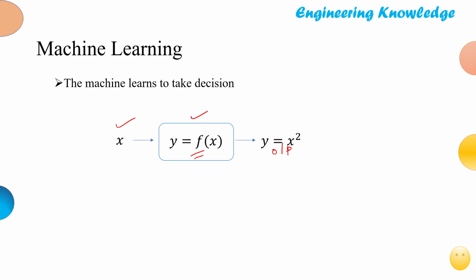In machine learning systems, what happens is that we provide the input and we treat the system as a black box, and we also have the output. Now we ask the machine, that is the computing device, what was the function that mapped x into y. When it understands the underlying function, it becomes a machine learning system.